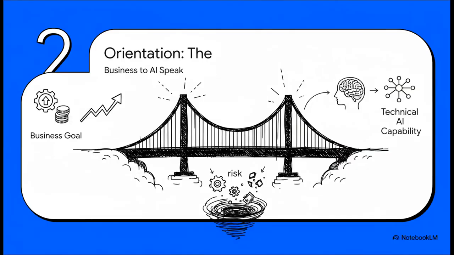Okay, let's start with orientation. What is this task group really all about? I want you to think of it as the most critical bridge you'll ever build. The bridge that translates high-level business speak into concrete AI speak. Seriously, if you get this translation wrong, the whole project is basically built on sand.